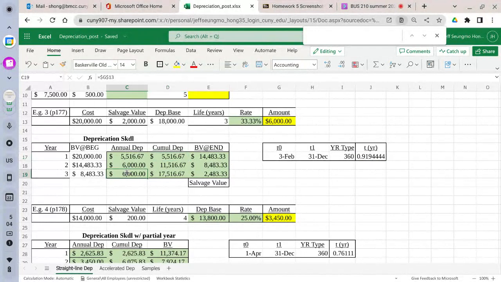And then in the last year, what was missing in the first year, you make that adjustment in the last year. Think about it. The one month that you didn't have in the first year will be compensated in the last year. In the first year, you had the asset for like 0.919 year, so 0.1 year will be added back in the last year. And if you do that, you end up exactly with the same salvage value.